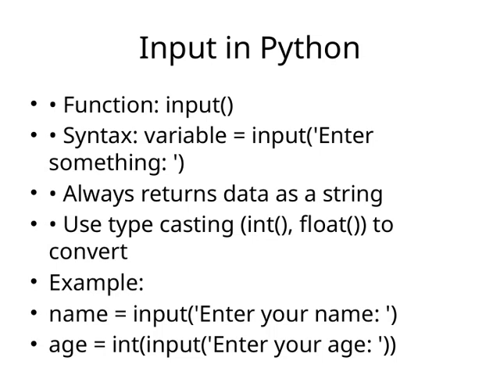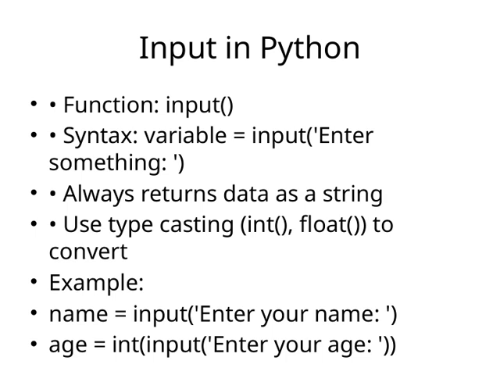Now, let's talk about how we take input in Python. The main function you'll use is input. This function allows us to ask the user for some information, like their name or age, and then store that information in a variable. The syntax is pretty simple. You write the variable name, an equal sign, and then call input, with a prompt message inside the parentheses. For example, variable equals input, enter something.